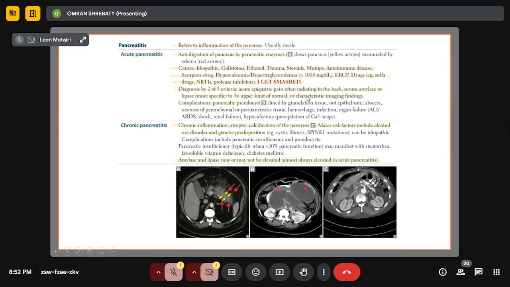The third part of the criteria, we should have an imaging finding, as we can see on this picture. What are the imaging findings? They include what? Swelling of the pancreas itself. That's all regarding the acute pancreatitis.